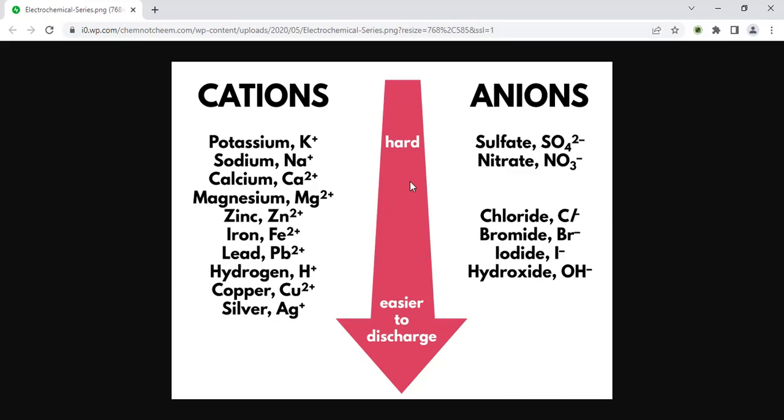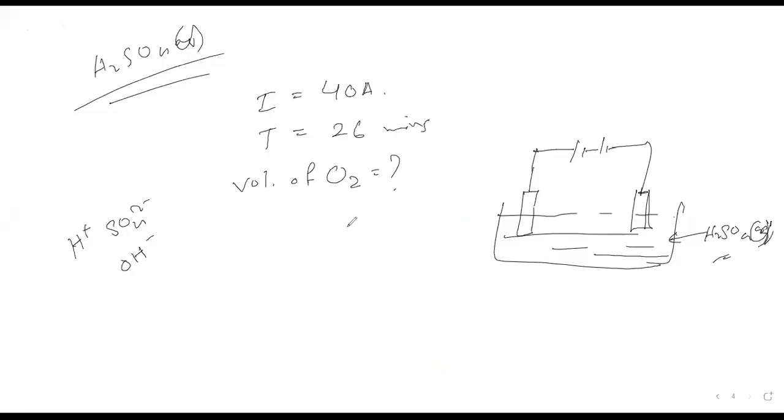Now coming back to the slide, that means from here sulfate won't be discharged. H plus and OH minus will be discharged. So H plus will be going to our negative terminal, and OH minus will be going to our positive terminal. Now let's write the ionic equation, or the electrode equation.